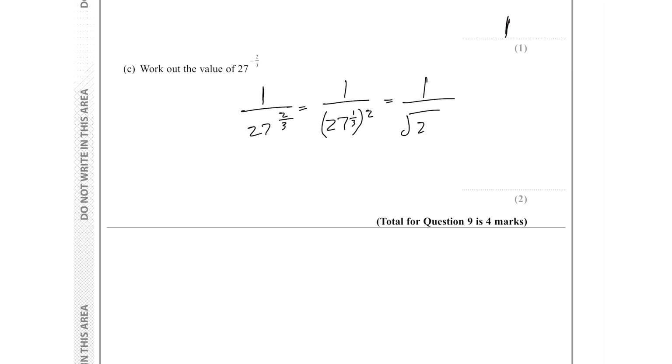And then that can be written as cube root. So the cube root of 27, and then square it. So what three numbers do I multiply to get 27? So 3 times 3 times 3. So that's 1 over 3 squared, which then becomes 1 over 9.